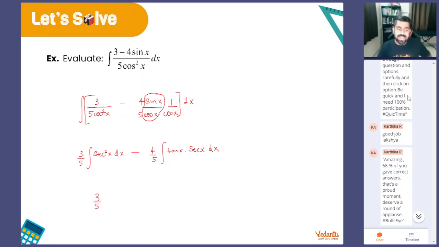So now it's a very simple one. It's going to be 3 by 5. What is the integral of secant square x? That we already know. It is going to be tan x. Minus 4 by 5. What is the integral of secant x tan x? Integral of secant x tan x is secant x plus c. So that is my final answer.